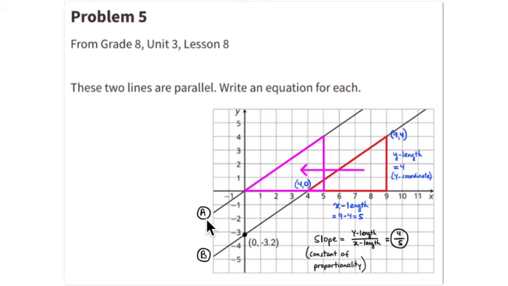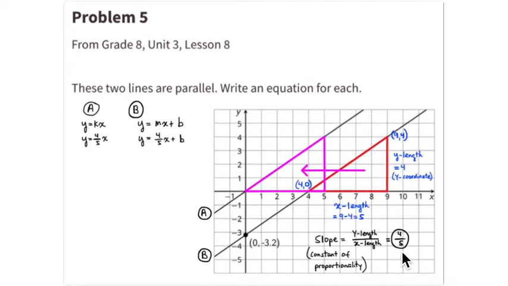And when it's line A, that's a proportional relationship, that slope is the same as the constant of proportionality. So they are the same thing when you're talking about a proportional relationship. So that slope is 4/5. To use that to write the equations, for line A, it's fairly straightforward.